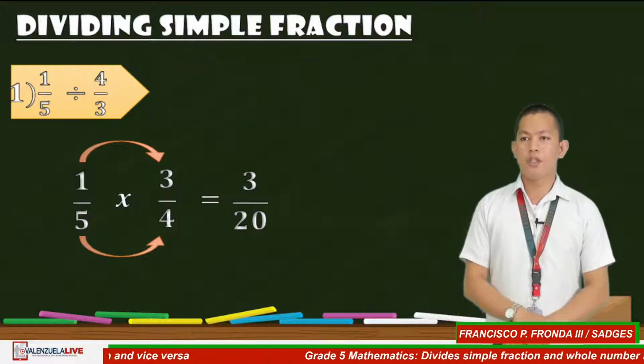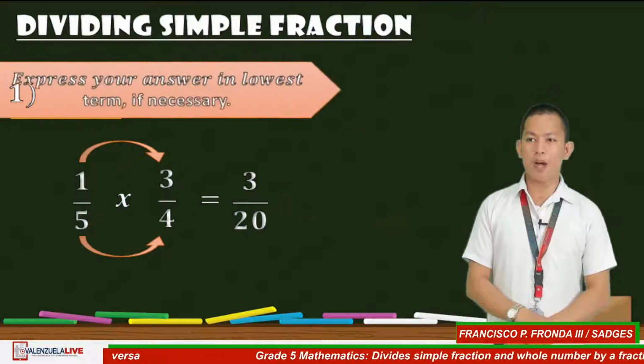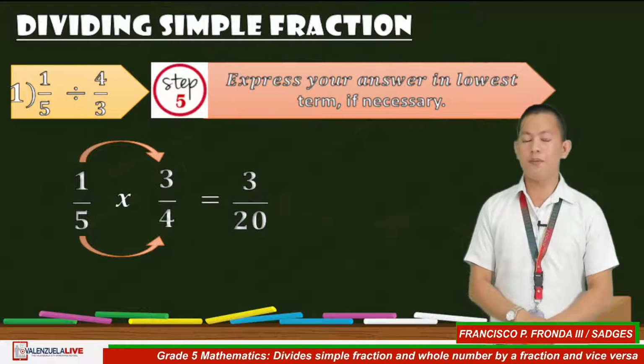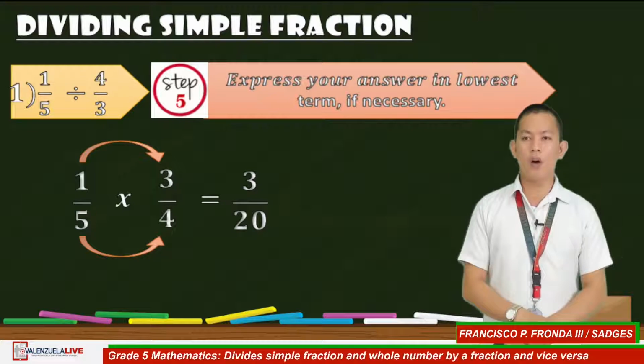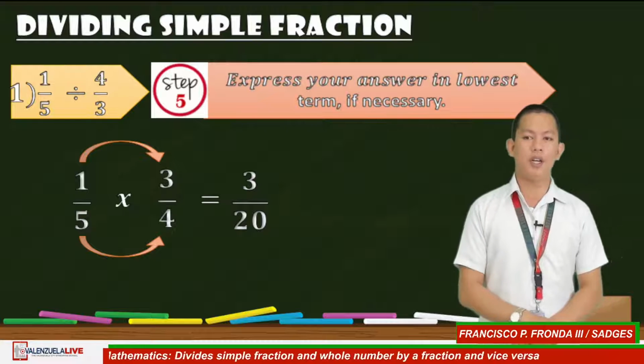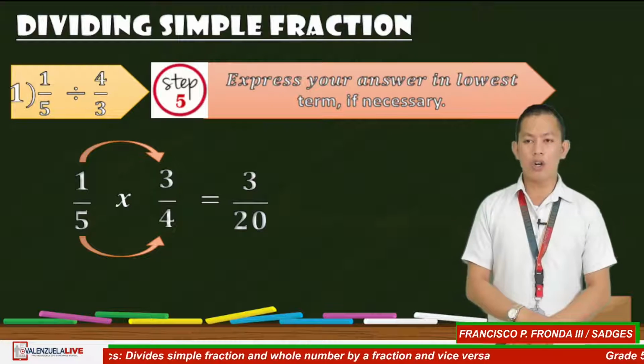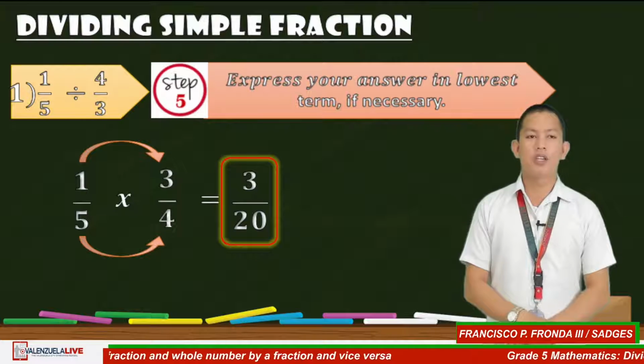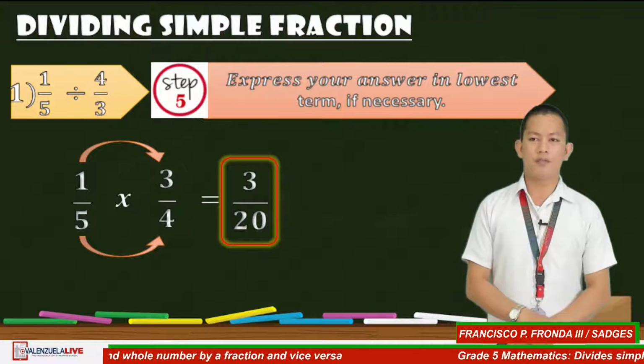Therefore, let's proceed to step number 5. Express your answer in lowest terms, if necessary. Since our numerator and denominator have no common factor, our final answer is 3 over 20.